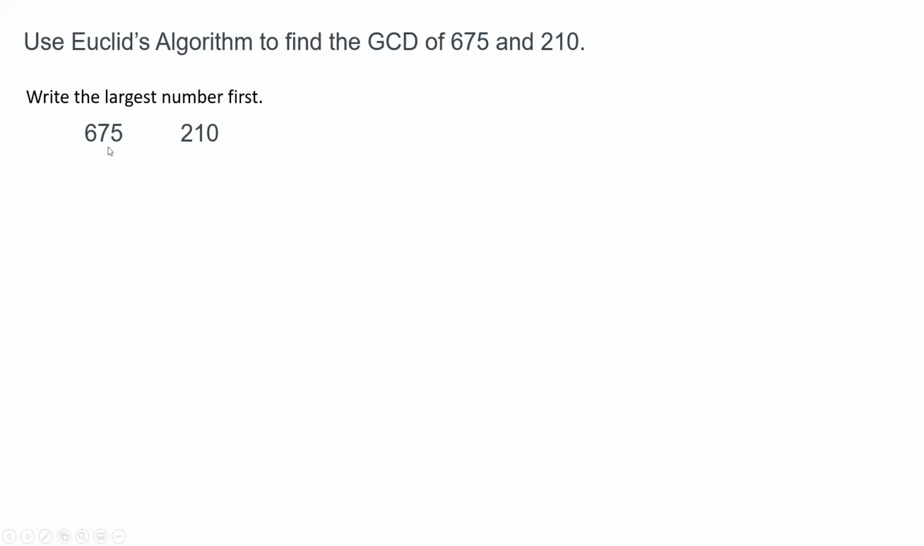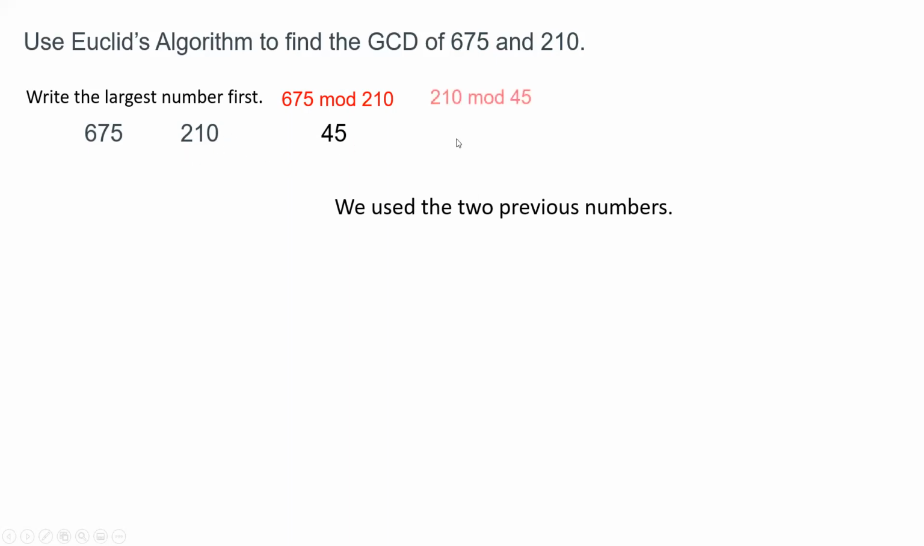We're going to look here and say we want to find 675 mod 210, and we find out that that is 45. Now we go on to the next blank area, and we use the 2 previous numbers, which are 210 and 45, and say 210 mod 45, and we get 30. Then we do it again. Now we use these 2 numbers, 45 and 30. So 45 mod 30, and we get 15. We haven't gotten to 0 yet, so we keep going. One more, we take 30 mod 15, and we finally get our 0.